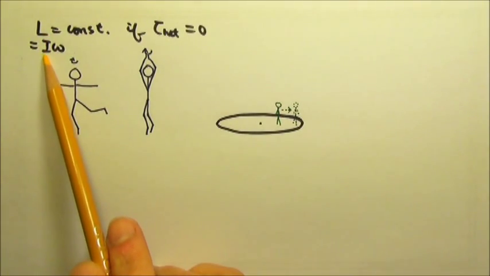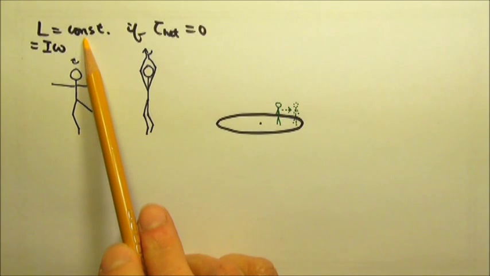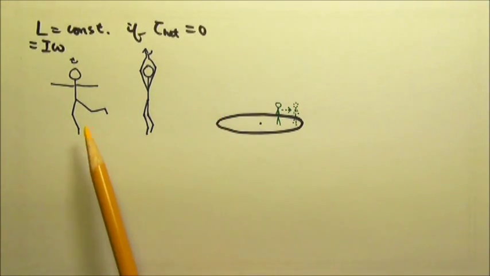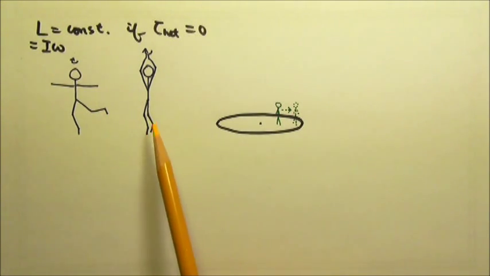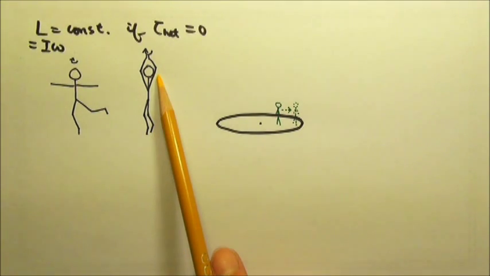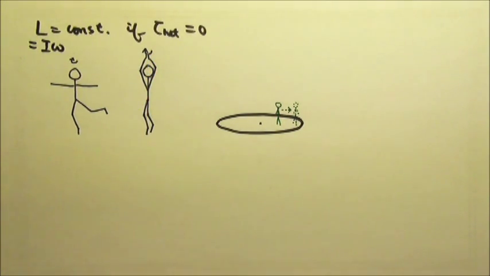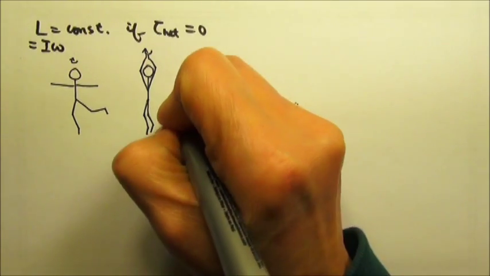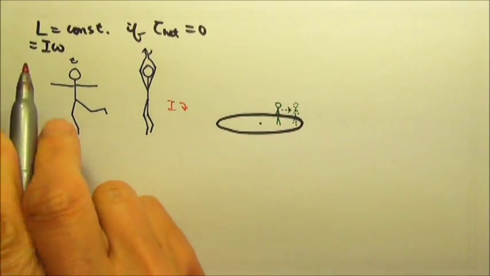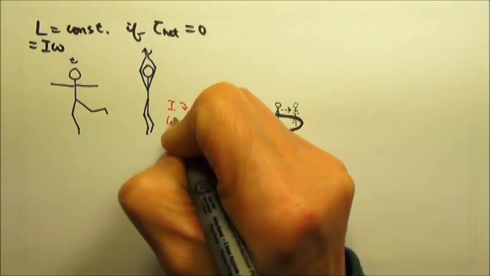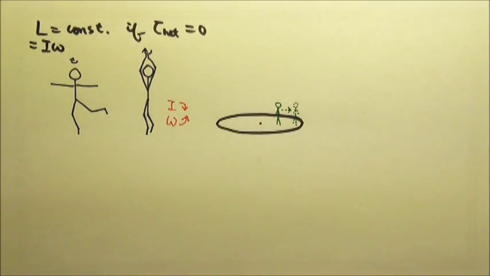Angular momentum, which is I omega, is conserved if the net torque is zero. For example, we can have a spinning ice skater pulling the arms and legs in. When the person pulls the legs and arms in, the mass distribution is closer to the axis, so the rotational inertia decreases. Since L has to be a constant, that means omega would increase.